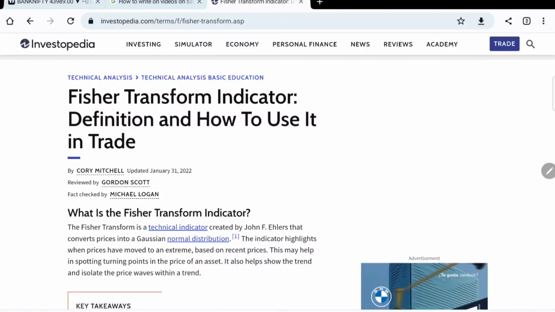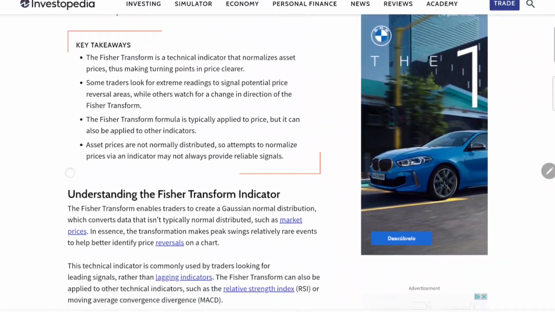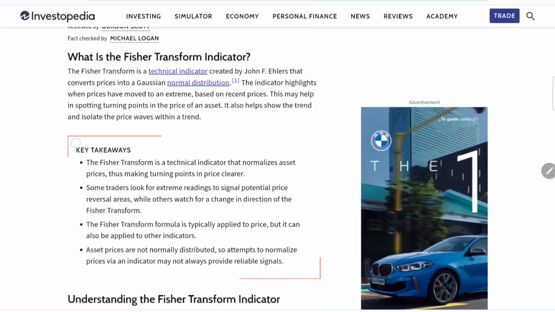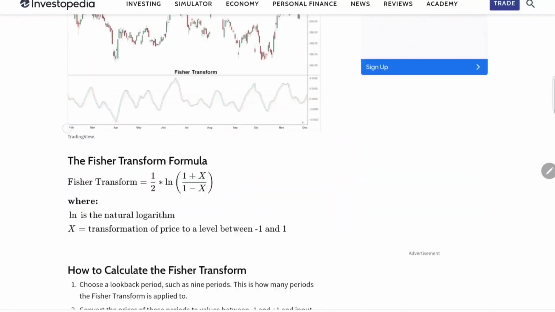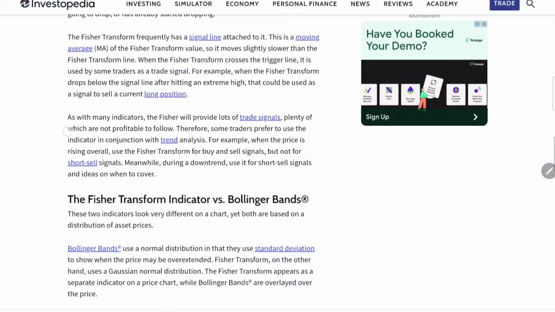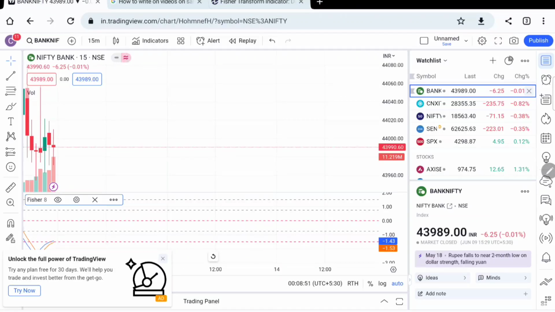Today we will be discussing one interesting option trading strategy. This strategy is quite powerful and is called the Fisher transform indicator. If you want to read more details about the theory, equations and formulas of this particular indicator, you can go to the Investopedia website and look into it. All the information is given there. But now let's go directly to the chart and understand how it works.